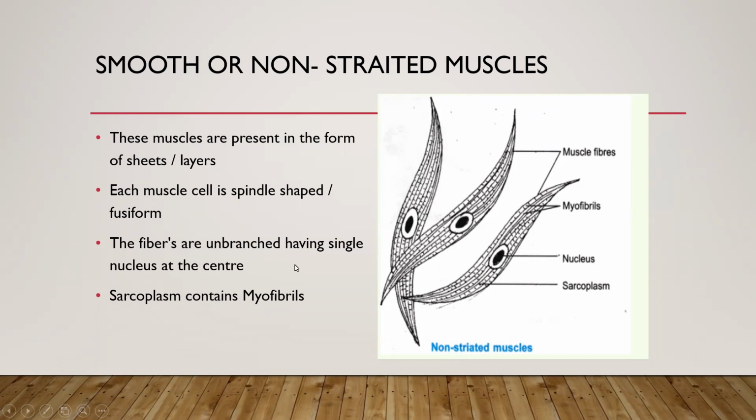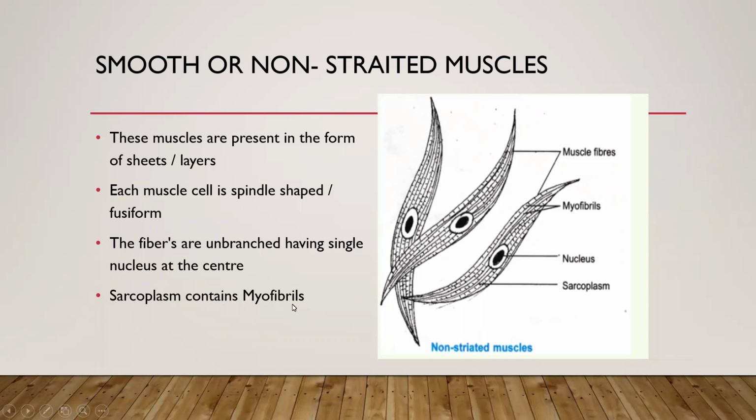The fibers are unbranched, having a single nucleus at the center. See in the diagram, they have a single nucleus in the center. Yes, and they are unbranched. Unbranched means what? They are single. They do not show any kind of branches. And hence these fibers are unbranched, having a single nucleus in the center.